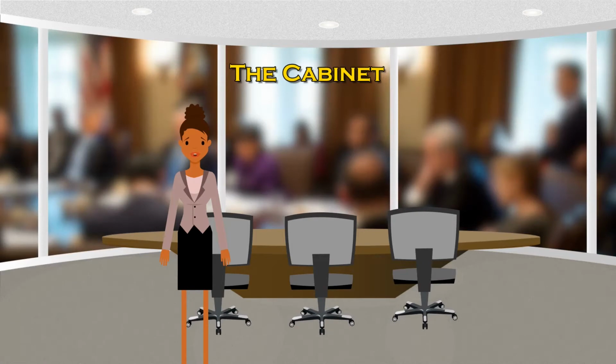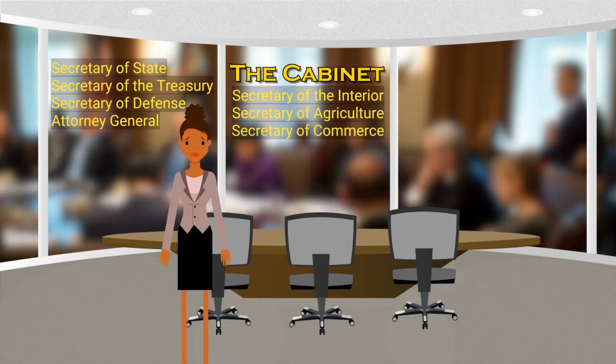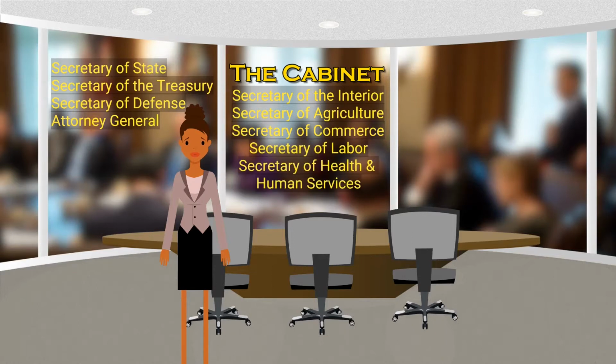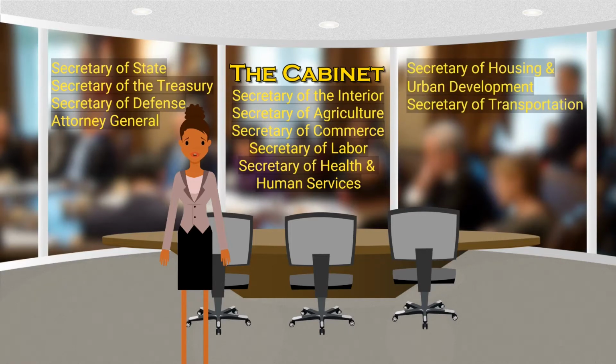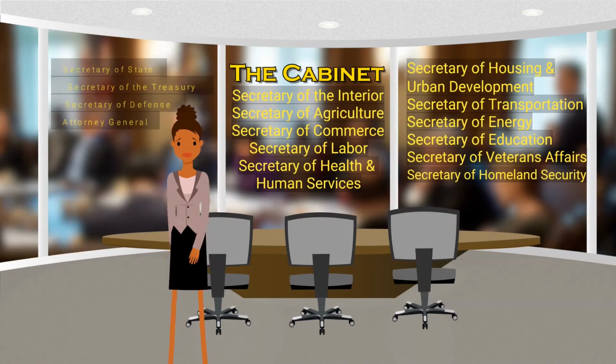The 15 cabinet positions are: Secretary of State, Secretary of the Treasury, Secretary of Defense, Attorney General, Secretary of the Interior, Secretary of Agriculture, Secretary of Commerce, Secretary of Labor, Secretary of Health and Human Services, Secretary of Housing and Urban Development, Secretary of Transportation, Secretary of Energy, Secretary of Education, Secretary of Veterans Affairs, and the Secretary of Homeland Security.